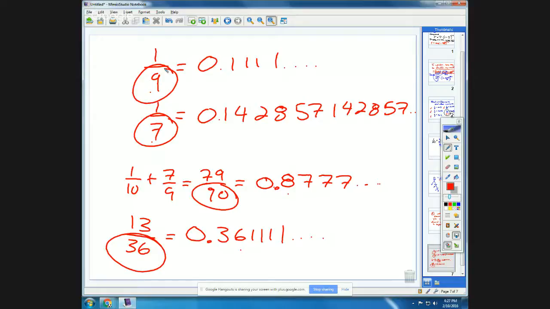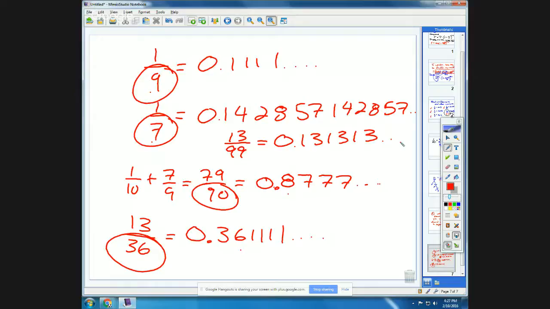Here's another example. What if I had 13 over 99? What's that going to be? 1313 repeating. So this starts repeating immediately, and I still have a double digit denominator. So it's not the double digits. In the previous question, what did we have to do to answer the question? We had to factor the denominator.